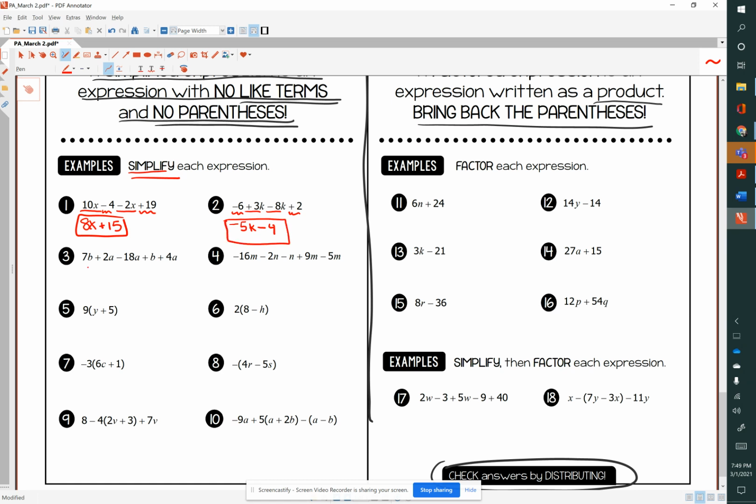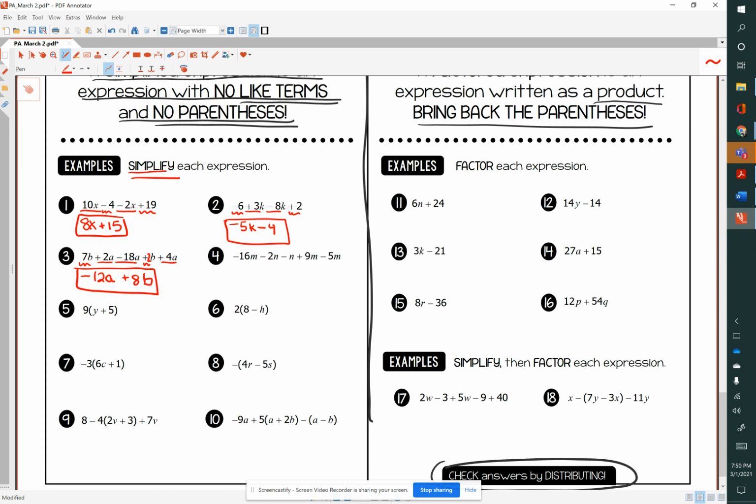Number 3, we have 7b plus 2a minus 18a plus b plus 4a. Let's remember this plus b has an invisible 1 in front of it. I like to start with the a terms. So we've got 2 minus 18 plus 4. Well, 2 and 4 make 6. 6 minus 18 is a negative 12. So we have negative 12a. Now we've got 7b and one more b. So that would be 8b. So negative 12a plus 8b.